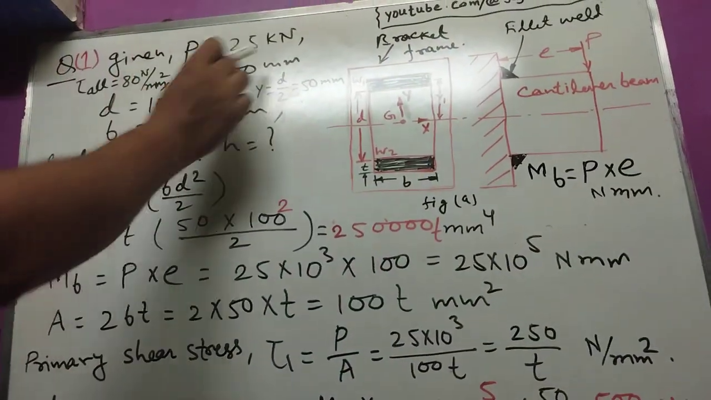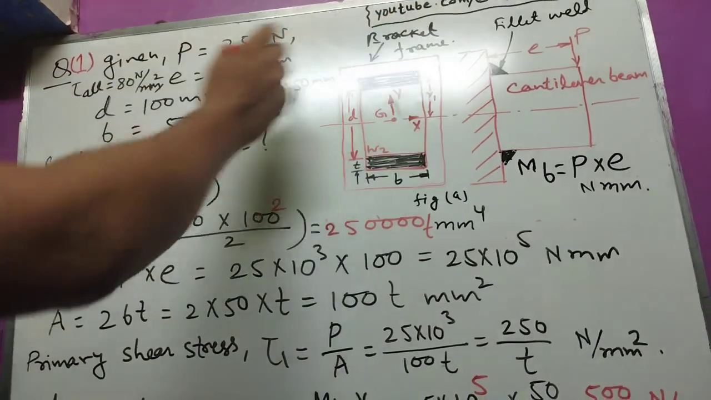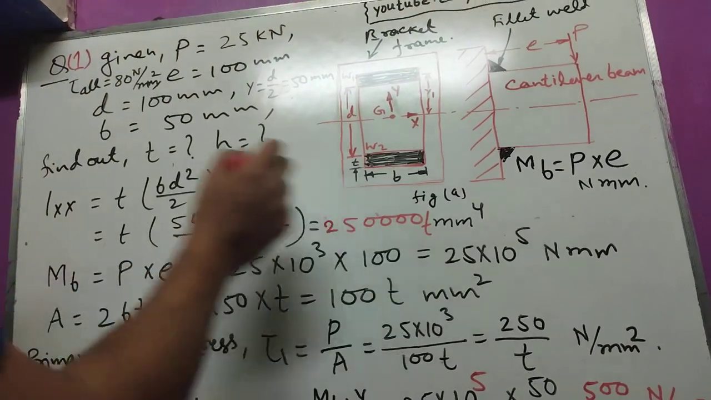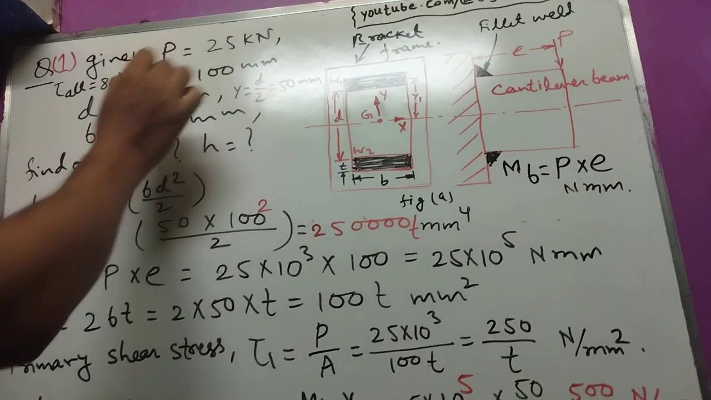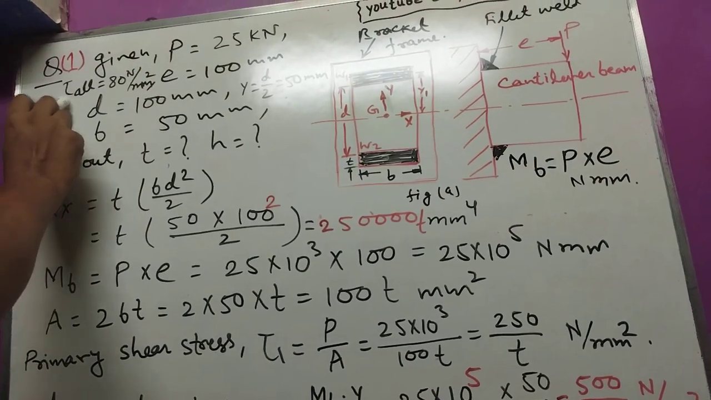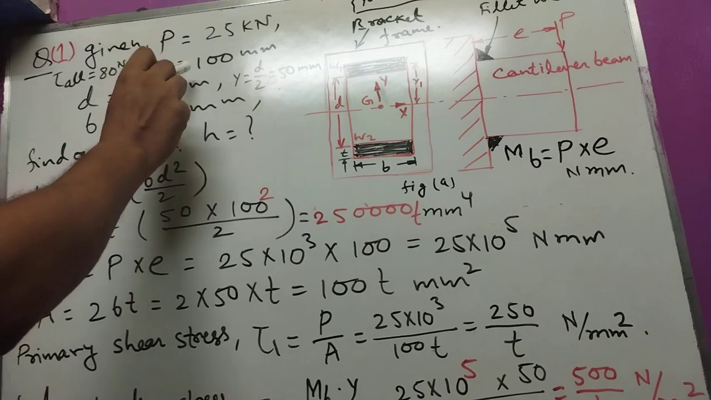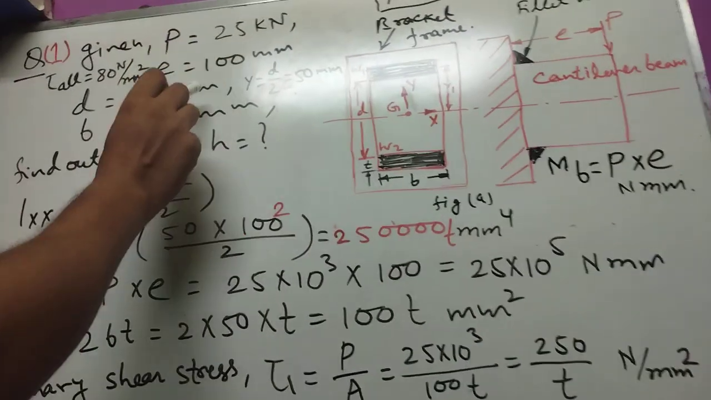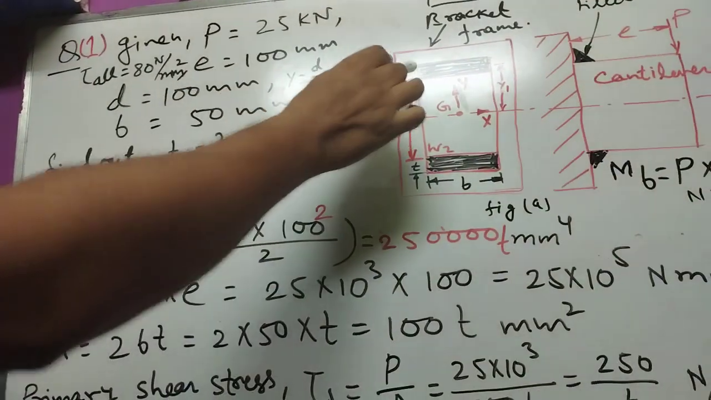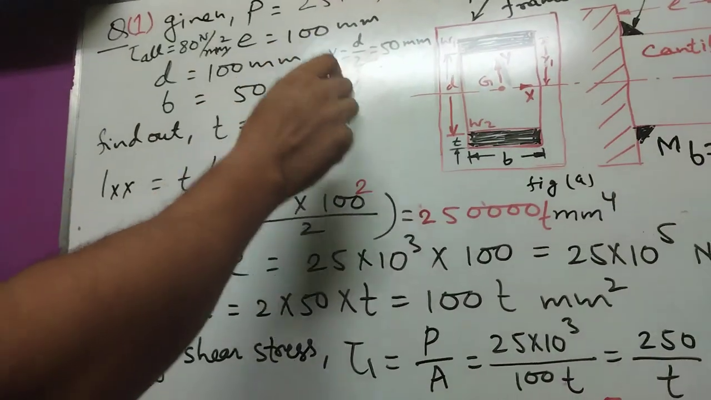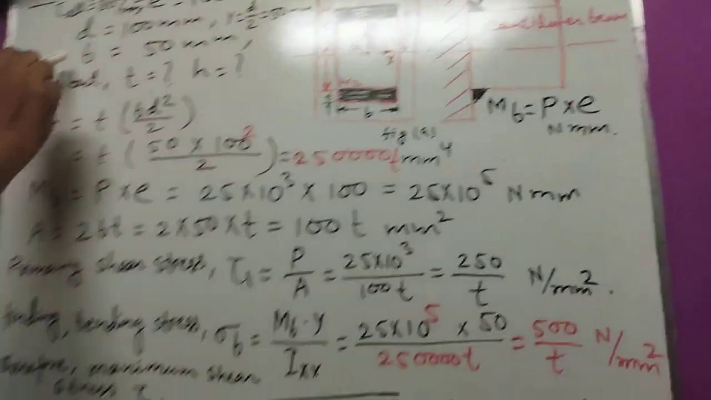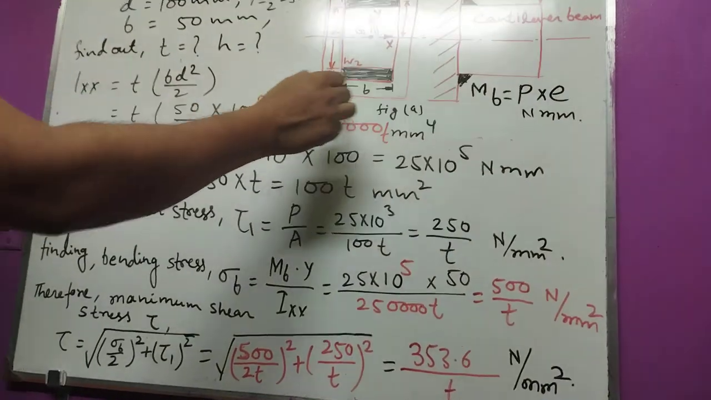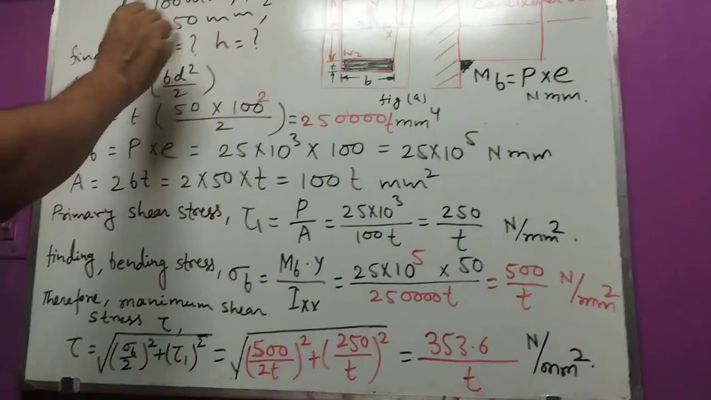We take some dimensions and parameters for calculating the values. Let the load P equal 25 kilonewton, the shear stress level 80 Newton per millimeter square, the eccentricity 100 millimeter, and distance d equal to 100 millimeter. Therefore y equals d by 2, which is 50 millimeter, and b, the width of the weld length, equals 50 millimeter.